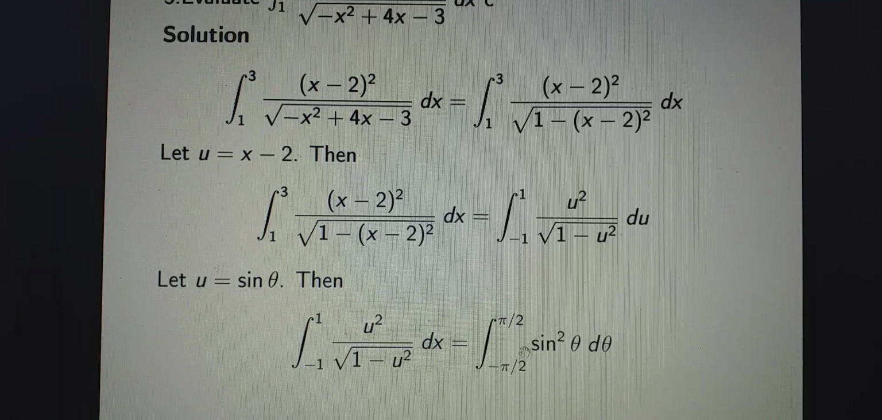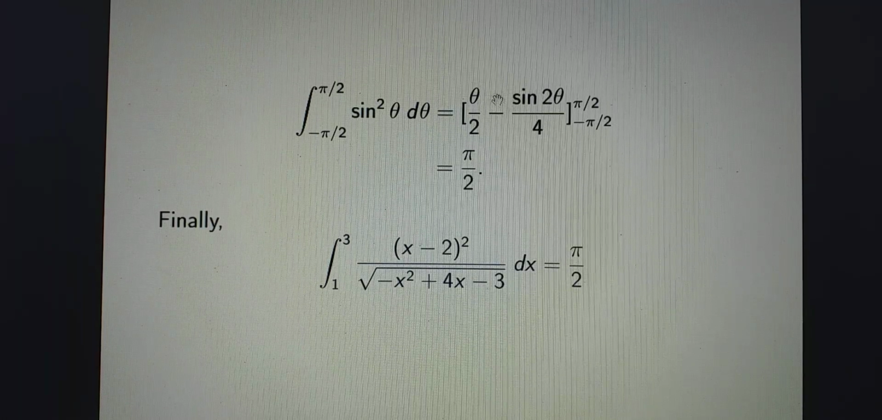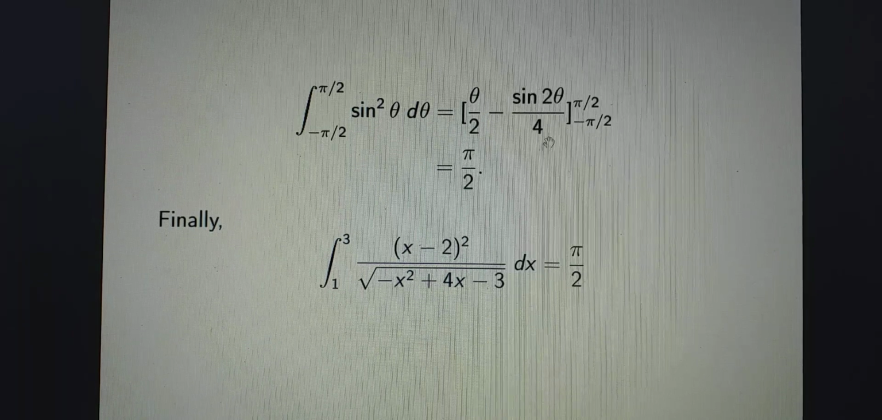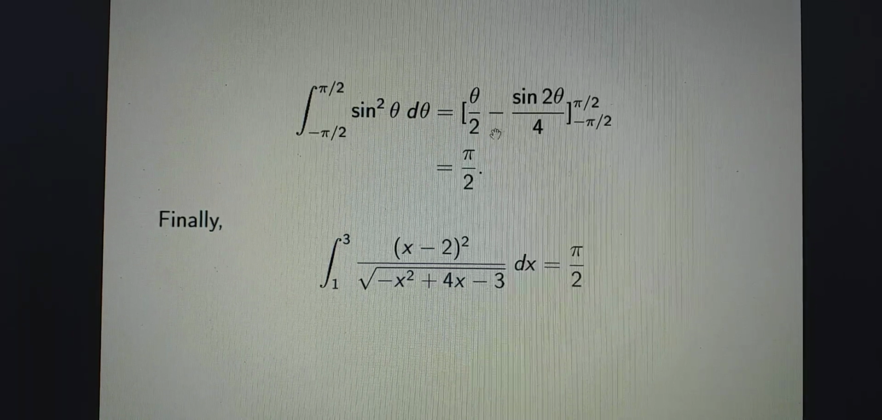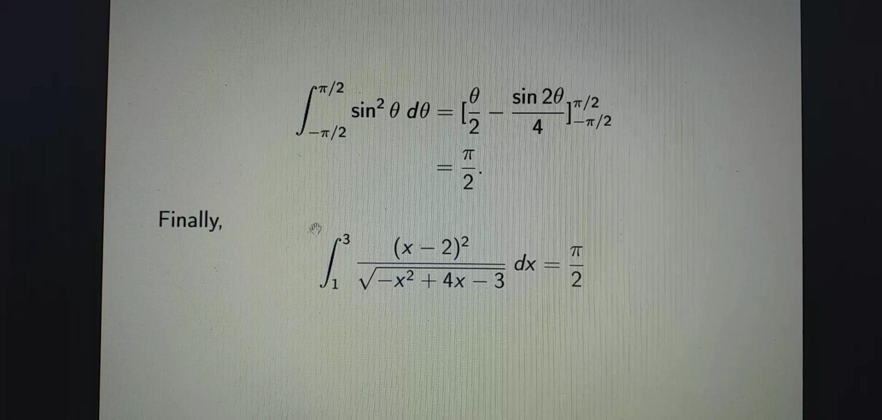If we integrate sin squared theta, we have theta over 2 minus sin 2 theta over 4, and we substitute the bounds and we get pi over 2. Finally, we have that this integral is equal to pi over 2. Okay, thank you.